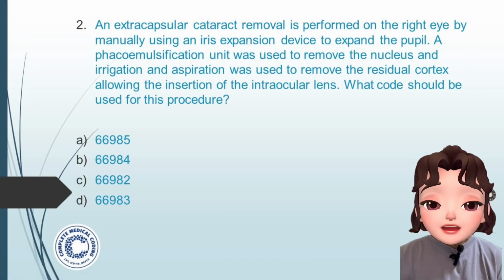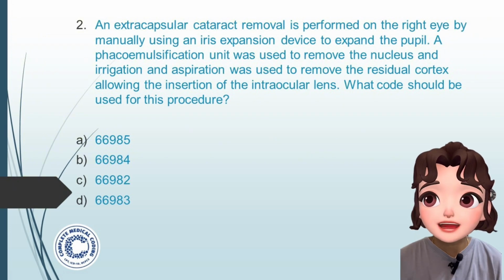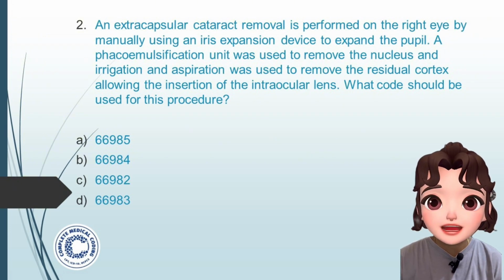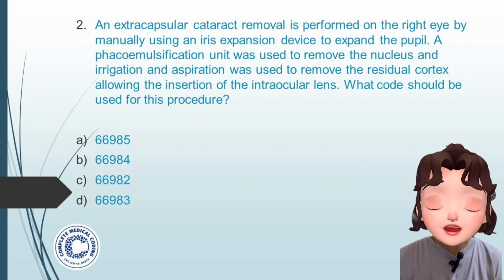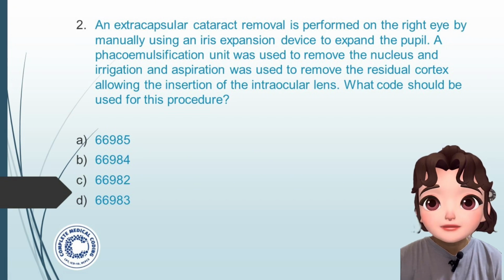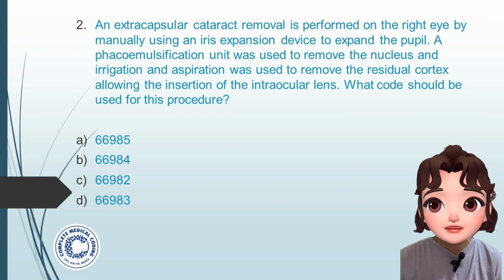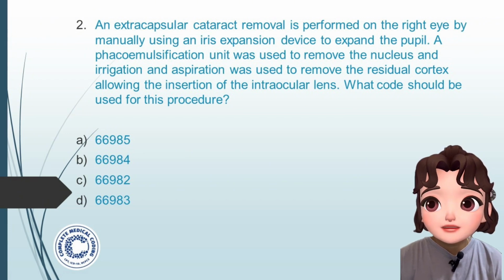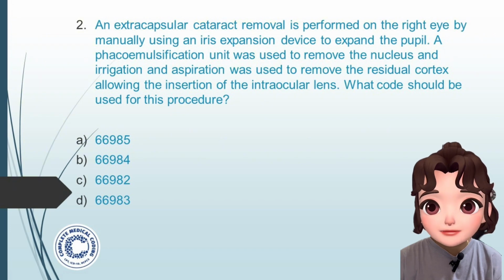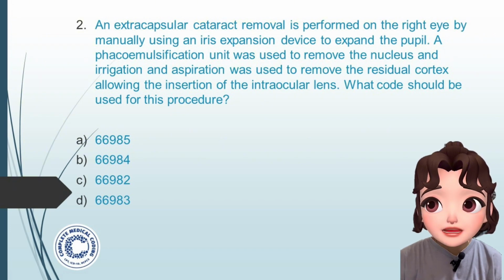Now moving on to the second question. An extracapsular cataract removal is performed on the right eye by manually using an iris expansion device to expand the pupil. A phacoemulsification unit was used to remove the nucleus and irrigation and aspiration was used to remove the residual cortex, allowing the insertion of the intraocular lens. What code should be used for this procedure? So, which are the procedures done here? Extracapsular cataract removal was performed and insertion of intraocular lens, using iris expansion device.